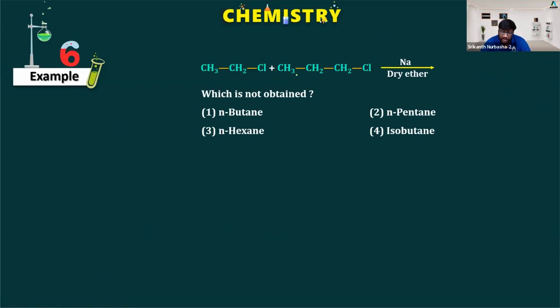CH3CH2Cl plus CH3CH2CH2Cl in the presence of sodium in dry ether: which is not obtained? Try to answer this question. Two ethyl radicals can combine to form n-butane, that is possible. Two propyl can combine to form n-hexane, that is also possible. Ethyl and propyl can combine to form n-pentane, that is also possible. But isobutane, is that possible? No, sir. Isobutane is not possible, so that is not obtained.